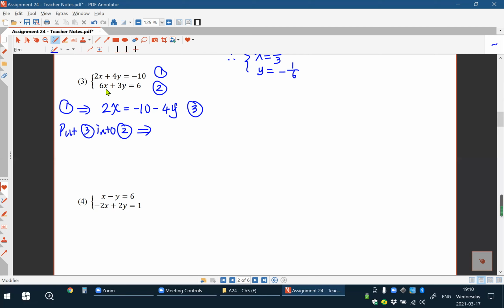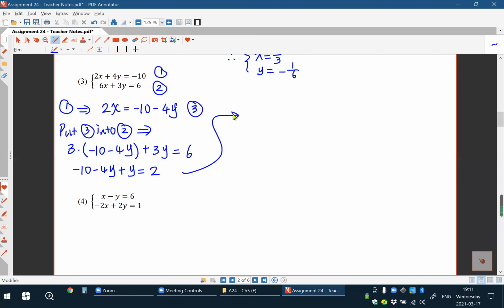Then you will get 6x is 3 times 2x, 2x is minus 10 minus 4y, right? Plus 3y equals 6. So here you will get only one variable and one equation. From here you can solve y. So let's divide both sides by 3. Then you will get actually minus 10 minus 4y plus y equals 2, right?